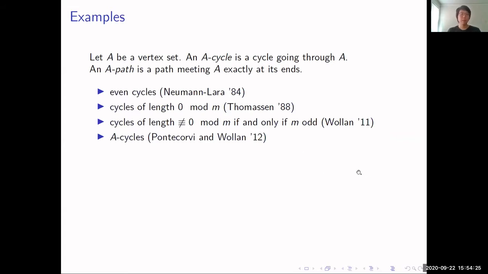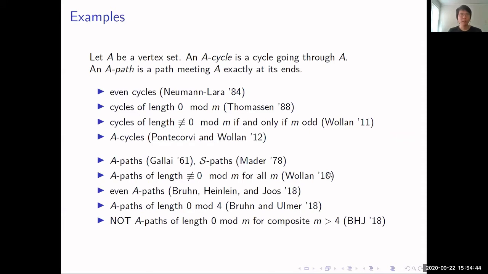Okay, so there's a whole industry of these Erdős-Pósa properties, and I'm only listing the ones that are relevant to this talk. But there are a lot more, and there's a recent survey available by Tilikos and Raymond.